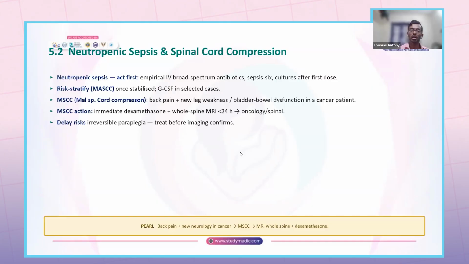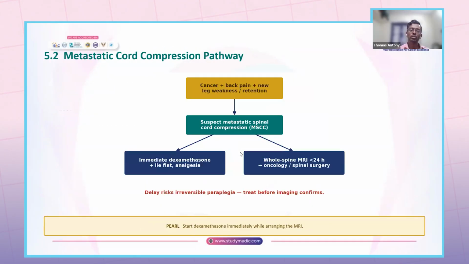So treat with dexamethasone before imaging confirms. This is the pathway: cancer with back pain and a new onset leg weakness or retention. Suspect metastatic spinal cord compression. Immediate dexamethasone, lie flat and analgesia. Whole spine MRI within 24 hours. Refer for oncology or spine surgery.